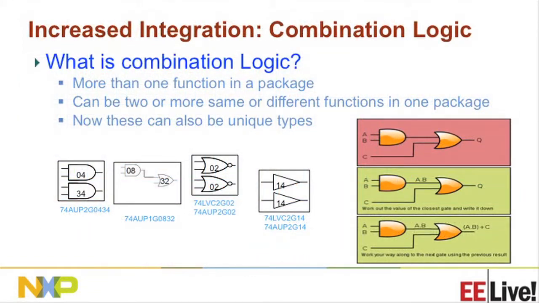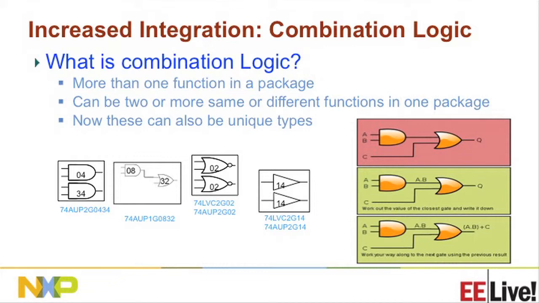So looking at the integration of logic functions, there's a combination logic, and the idea is you can combine 2 or more functions, which could be different or unique, in one package. Typically, those packages are 6 to 8 leads, and those functions could be separate in a package, or they could be connected, like this one.